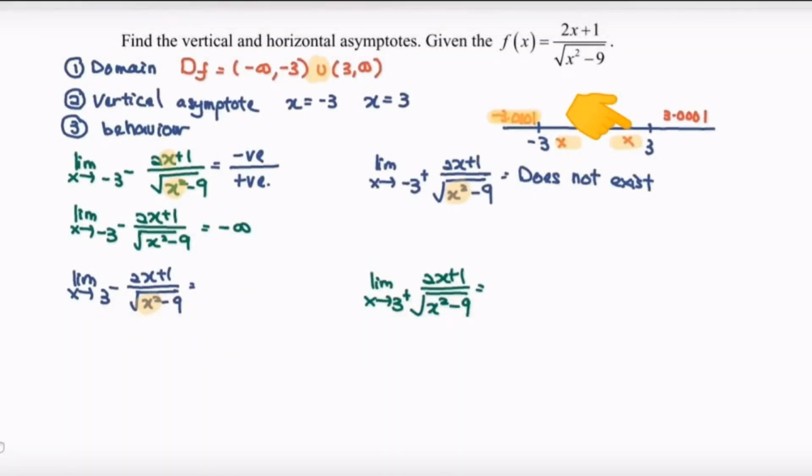In the case of a square root, the internal value cannot be less than 0 because it will be invalid. So for this case, the situation is invalid. It does not exist.